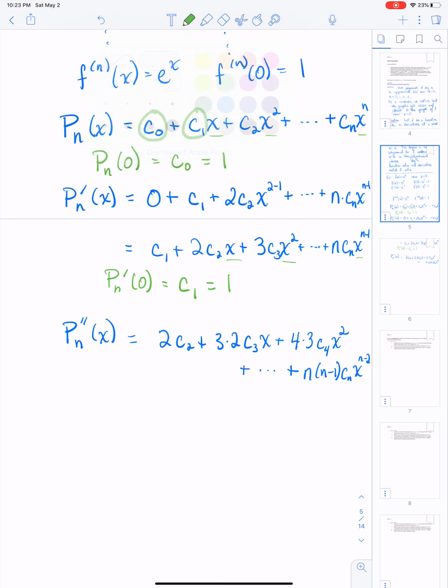I'm going to very quickly put in here that p n double prime at 0 is then equal to 2 times c2. And we know that 2c2 has to equal 1. So this implies that c2 is equal to 1/2.